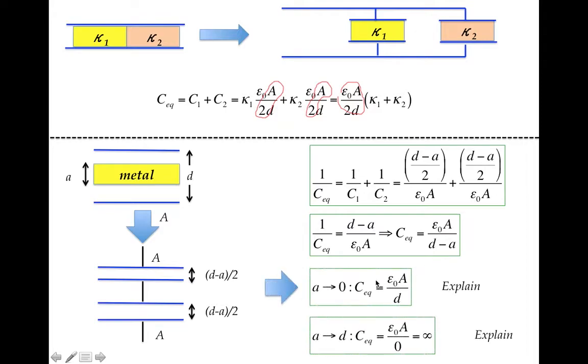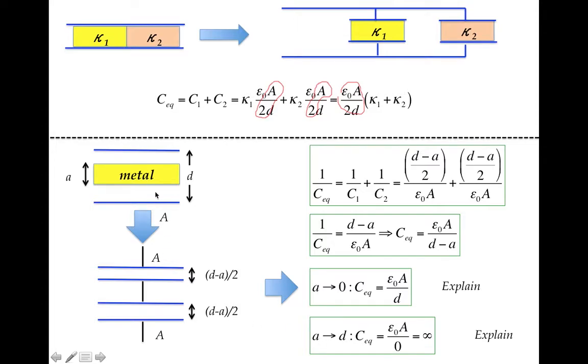Now the question is, he gave you two conditions. What happens when A goes to 0? When A goes to 0, the metal is not there. So I should get the capacitance equal to epsilon A divided by D. Sure enough, if A is equal to 0, then it is epsilon A divided by D.